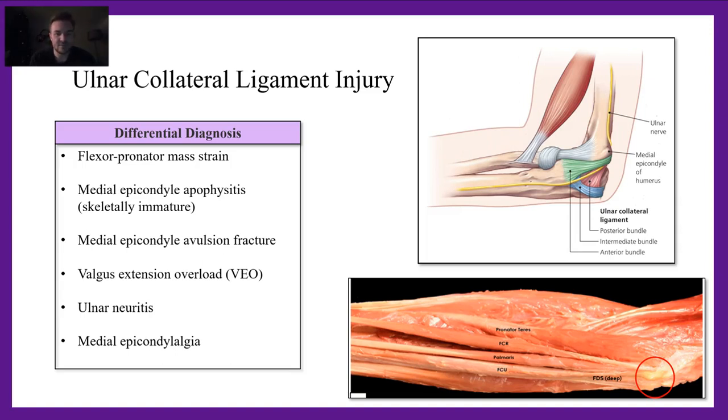You may, if they're skeletally immature, try to rule out medial epicondyle apophysitis, which is a growth plate related injury to the medial epicondyle. We'll talk about that later. You want to rule out a medial epicondyle avulsion fracture. You want to rule out valgus extension overload, which happens in the medial elbow but a little more posterior, and then ulnar neuritis, and of course medial epicondylalgia.